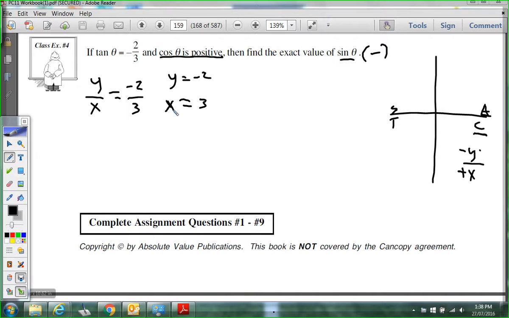If it wants the value of sine theta, we need y over r. So we're missing r again, so we have to do the Pythagorean theorem again. Negative 2 squared plus 3 squared is r squared, and we're going to get, again, 4 plus 9, the 13.